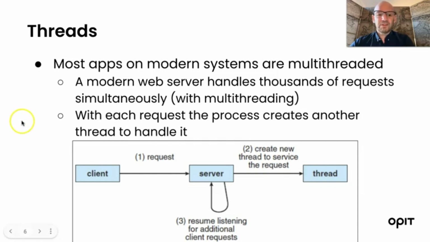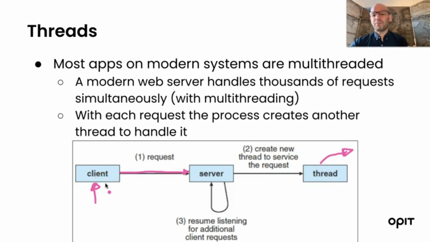With these applications, for each request the process creates another thread to handle it. So the web server creates a thread for each request. If we look over on the left-hand side, here we have a client. A client is accessing a browser and making a request to the web server here. And what the server does then is create a new thread to service the request. For example, the client may be wanting some information about some products. So the server creates a thread that then goes off and handles that request. Maybe it makes a request to a database that retrieves some information and sends it back. So that thread is servicing the request of this client.